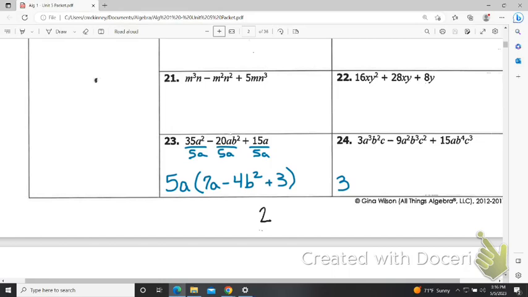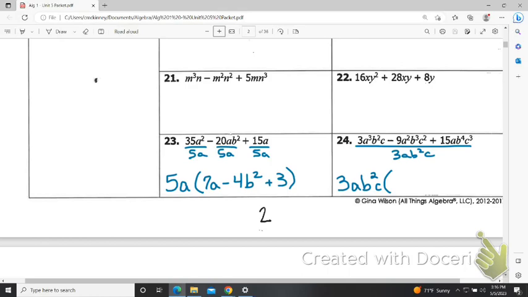Do they all have an A? Yes, they do. Lowest exponent, just A to the first. Do they all have a B? Yes, they do. Lowest exponent, second. Do they all have a C? Yes, they do. Lowest exponent, just C. So now, this is what we're dividing everything by. 3AB squared C.